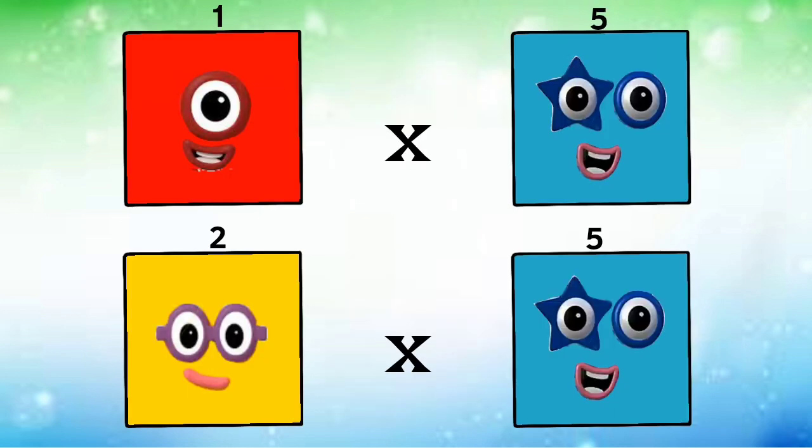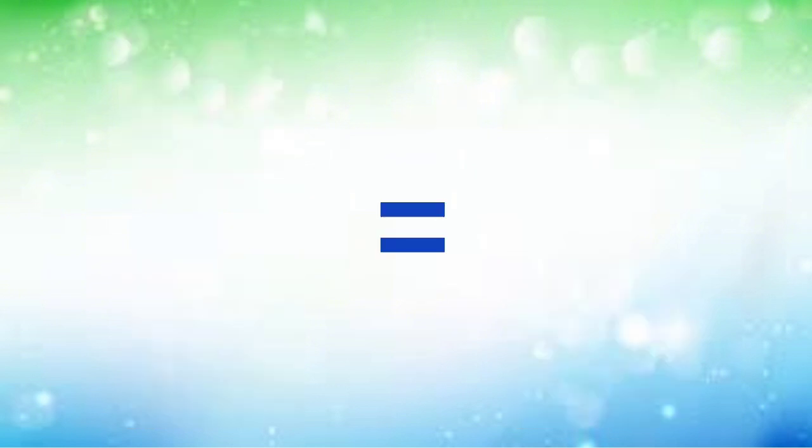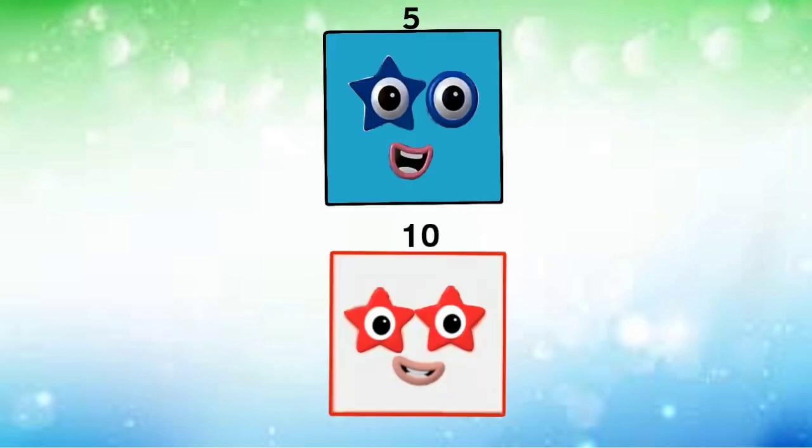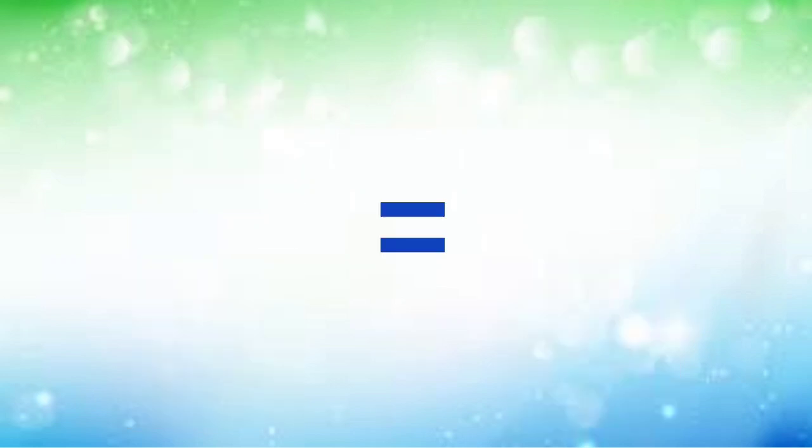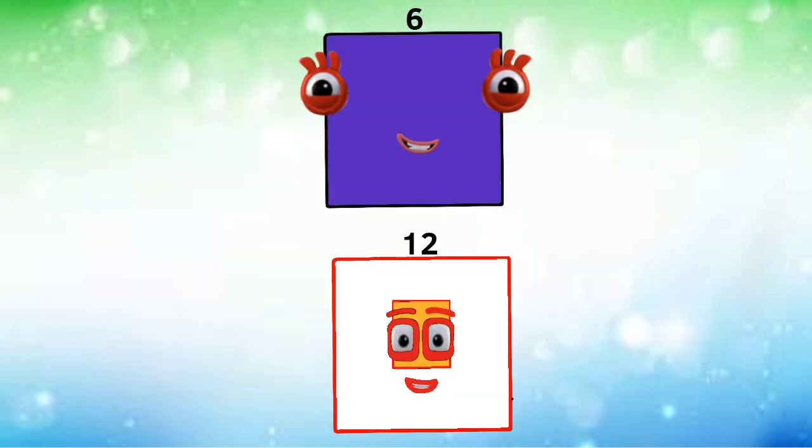Number blocks 1 and 2 times 5 equal 5 and 10. Number blocks 1 and 2 times 6 equal 6 and 12.